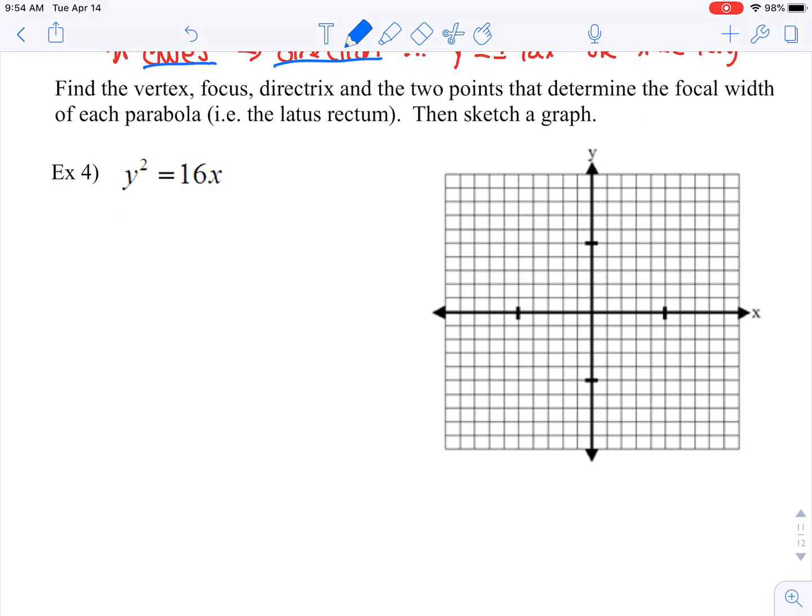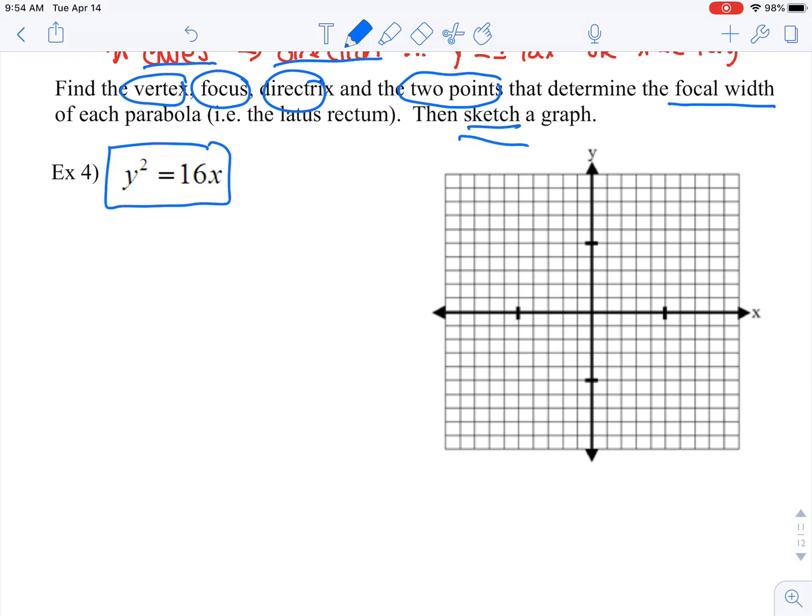A lot of the problems you're going to be doing are going to be asking for the following pieces of information. This time I'm actually giving you the equation. You don't need to write it. You need to identify the vertex, the focus, the directrix, and I'm going to ask for 2 other points that are determining the focal width of the parabola. And then with all that key information, we're going to sketch a graph. So I'm going to go ahead and jot in those ordered pairs so that I remember I need those.